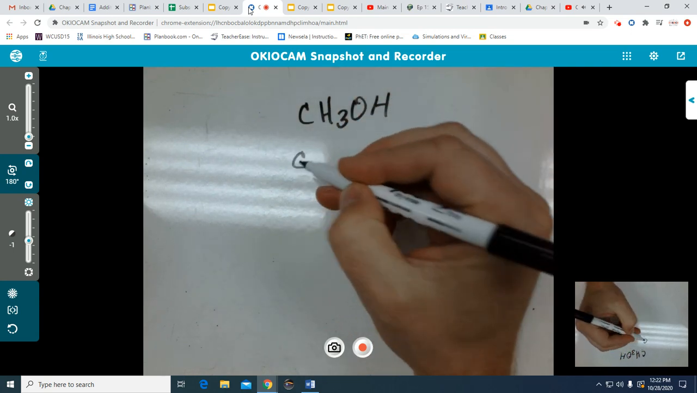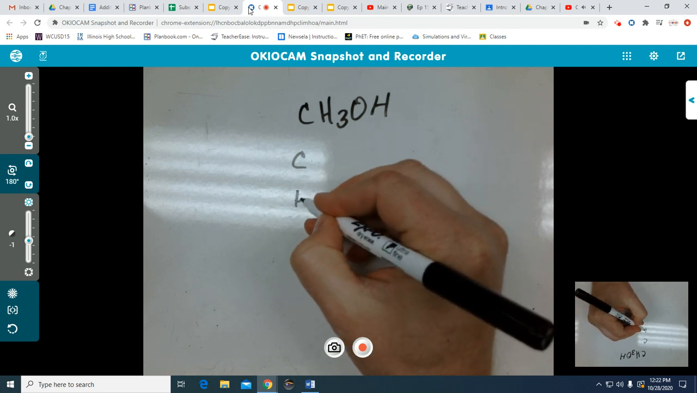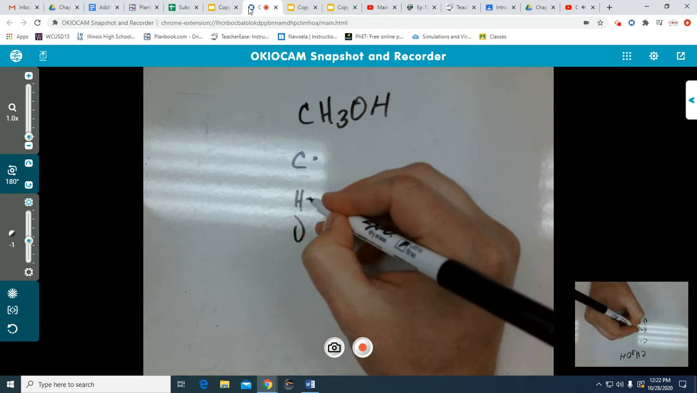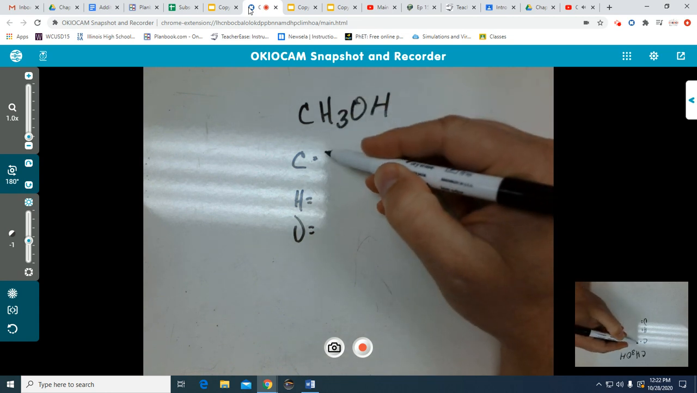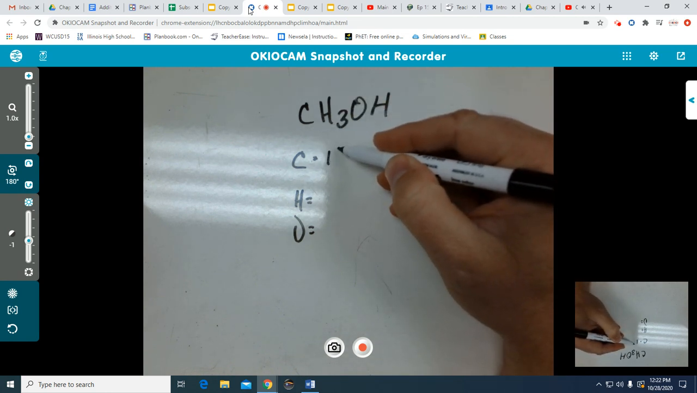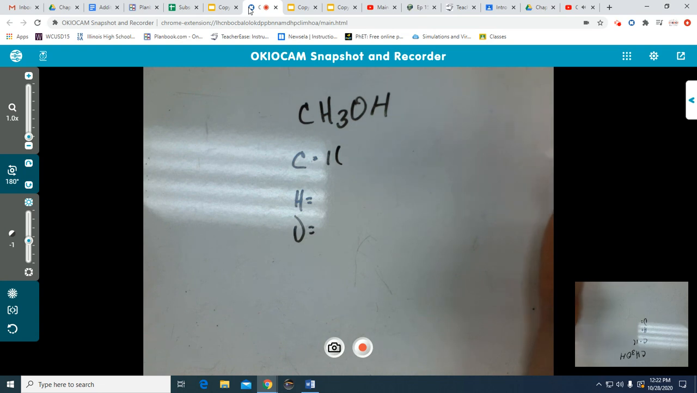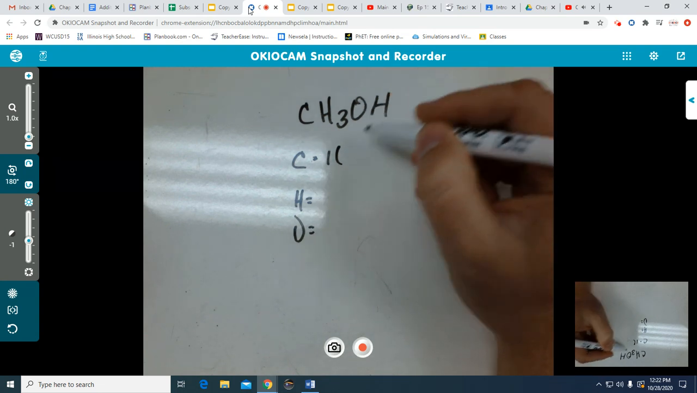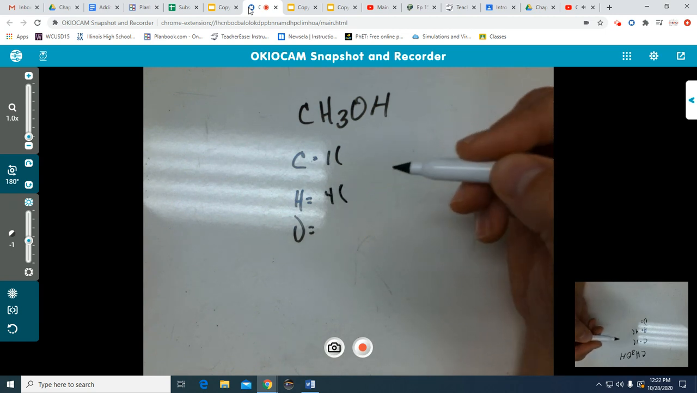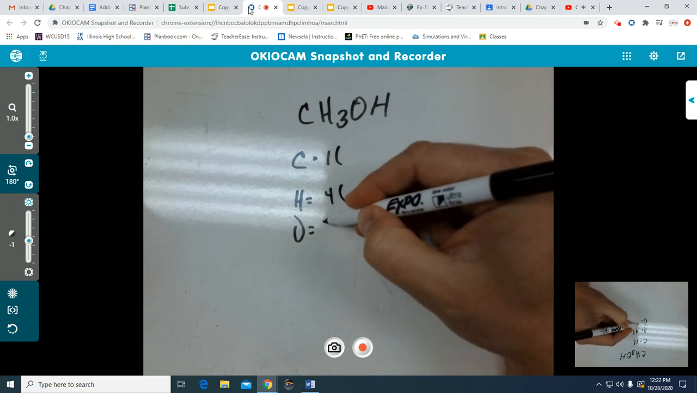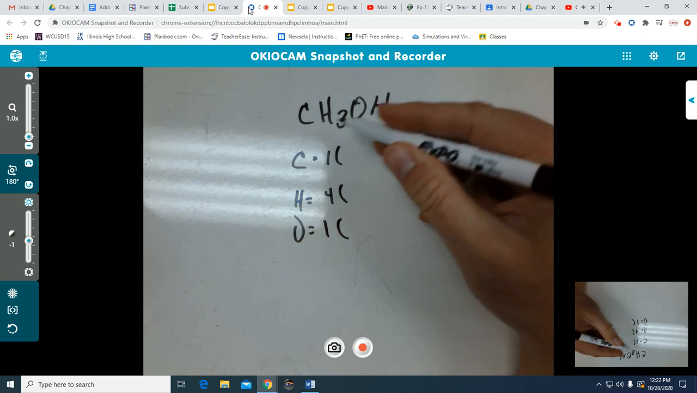CH3OH. So again, we've got carbon, hydrogen, and oxygen. Now let's count how many we have here. Carbon, we've just got the 1 here. If you are comfortable putting the 1 there, you can go ahead. You don't have to. Hydrogen, there are 3 here plus 1 more, so that gives us 4. And there is 1 oxygen.